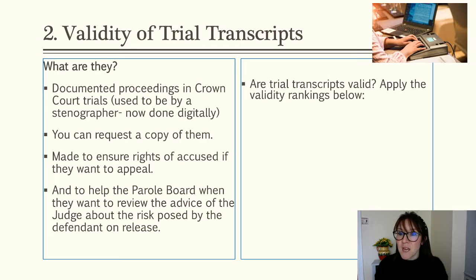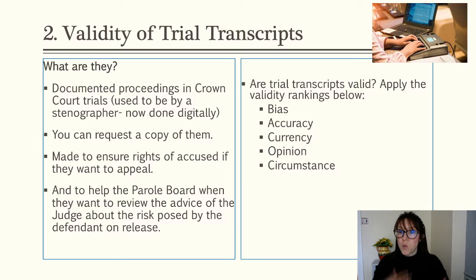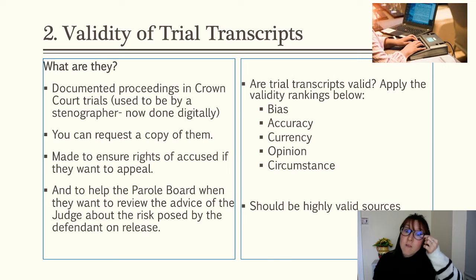Are they valid then? I got them to apply the rankings towards whether the students saw these as valid or not. Pretty much, though, they are highly valid. But you can't just say that. You have to work through each of those to say why they are or are not valid. So, for example, currency, they are taken immediately, every moment of that trial. Bias, there is no bias. They are simply typing or recording everything that he's said. So again, it is highly accurate because nothing is changed, nothing is tampered with. It is just a record, a transcript of what is said.